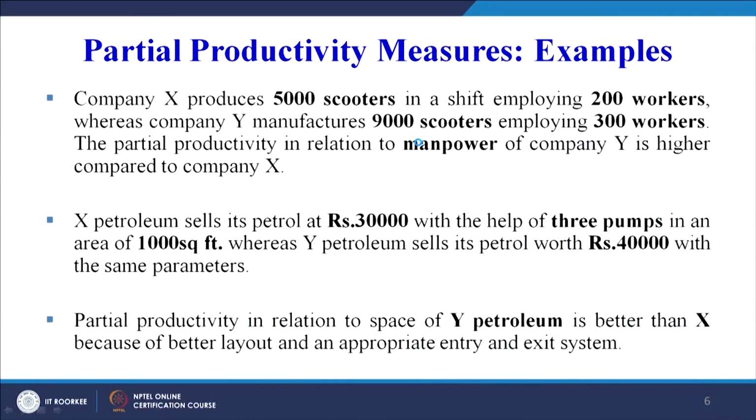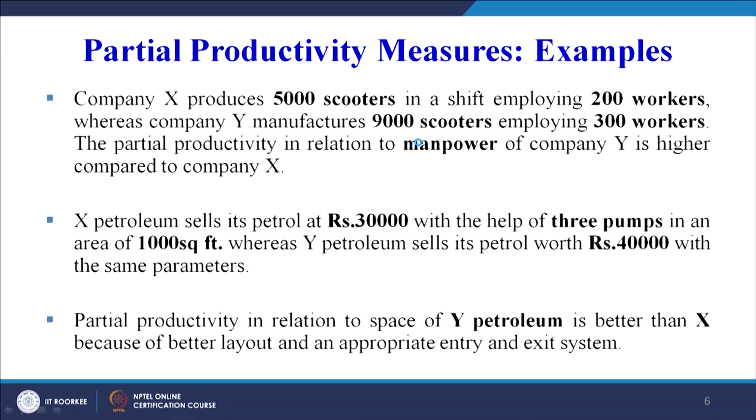So maybe with one input and the output, we may have this notion that we are very productive from this input point of view, but there may be other inputs which are not performing that well. So we are not able to gauge the overall economic health of our organization by over focusing on one input parameter only in case of partial productivity measures. So let us now see the examples. Partial productivity measures, let us quickly have some examples.